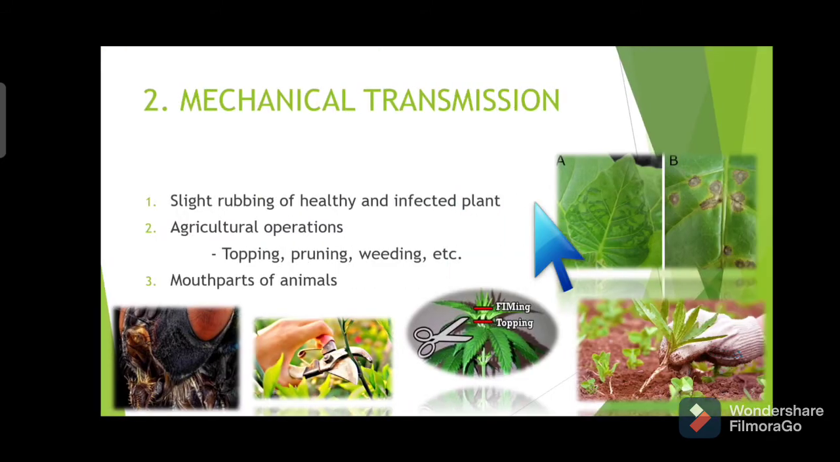So the second one here is mechanical transmission. Viruses can be transmitted merely by contact or slight rubbing of healthy and infected plant organs with each other. Suppose healthy and infected plants are in the field, just a slight rubbing can cause the transmission of the virus from the infected plant to a healthy plant.